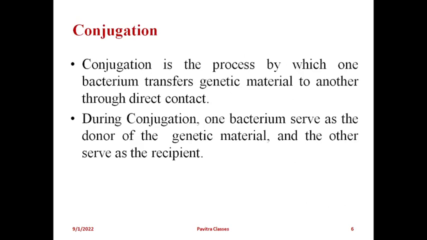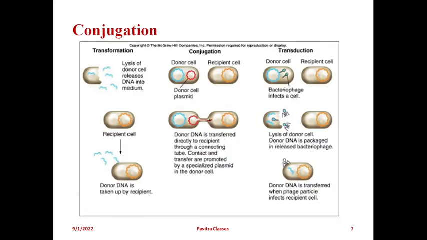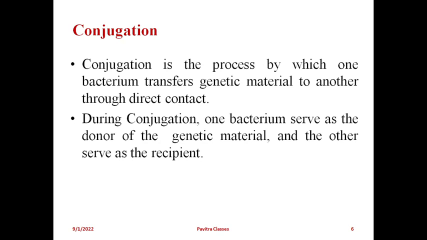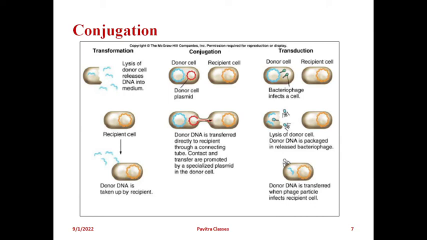Next is conjugation. Conjugation is the process by which one bacterium transfers genetic material to another through direct contact. During conjugation, one bacterium serves as the donor of the genetic material and one as the acceptor. So you can see the differences between transformation, transduction and conjugation. You can ask the question here: conjugation is also a direct genetic transfer, and transformation is also a direct genetic transfer. What is the difference? The difference is that in transformation, cell lysis is there.